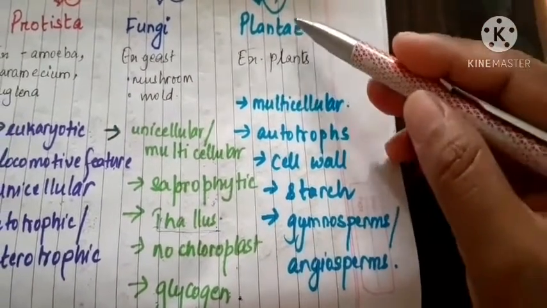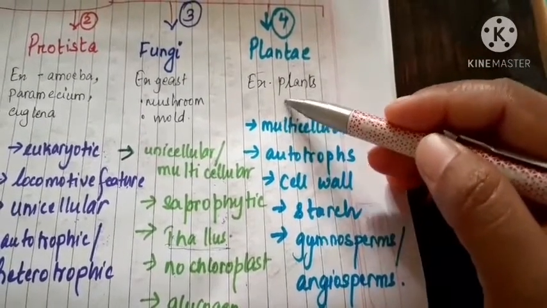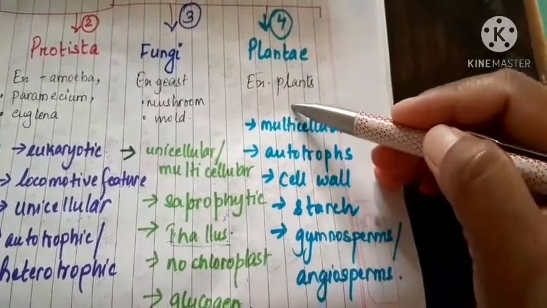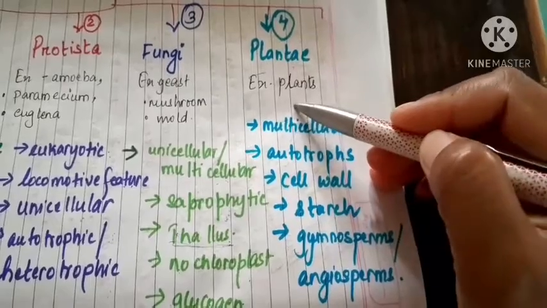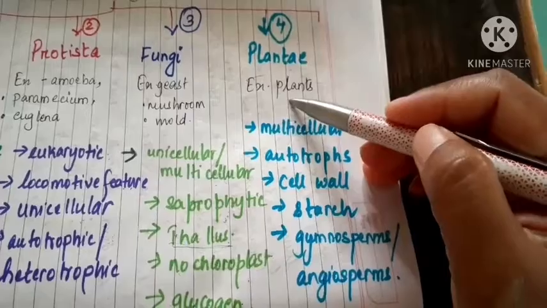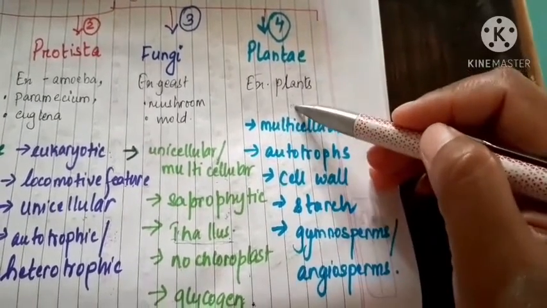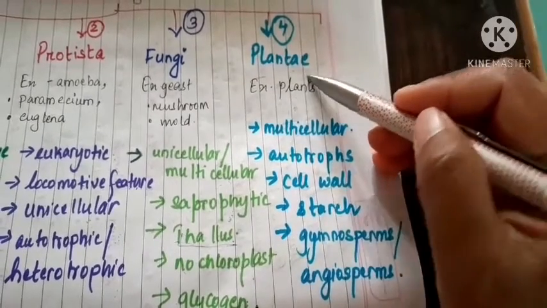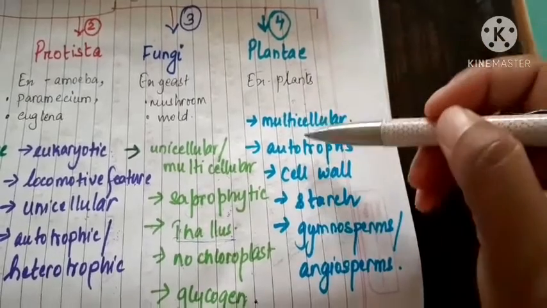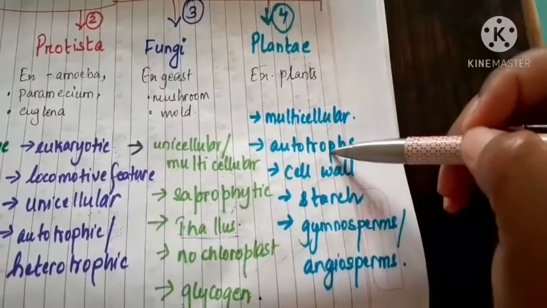Now the fourth kingdom is Plantae. All the plants, okay, all the plants, whether it is a small plant or a tree or a bush, anything, all plants which are autotrophic, which can make their own food, all these come under Plantae. Flowering plants, non-flowering plants, seed-bearing plants, non-seed-bearing plants, fruitless plants, everything comes under Plantae kingdom. Plantae, these are all multicellular, these are all autotrophs.